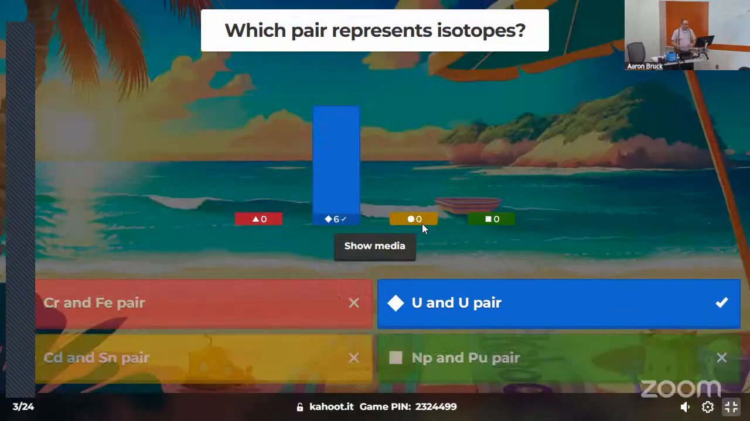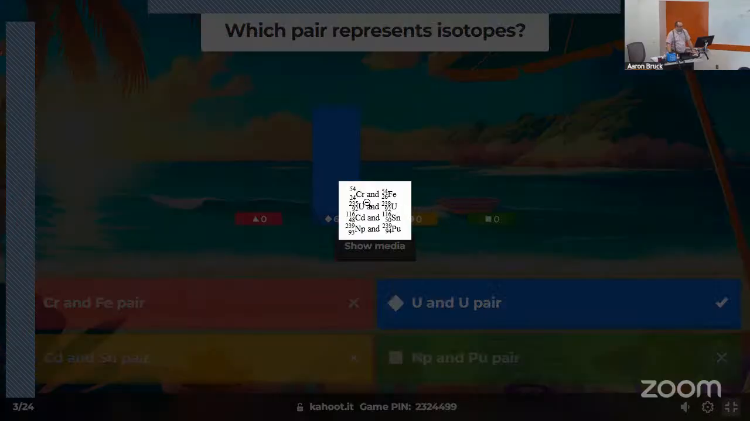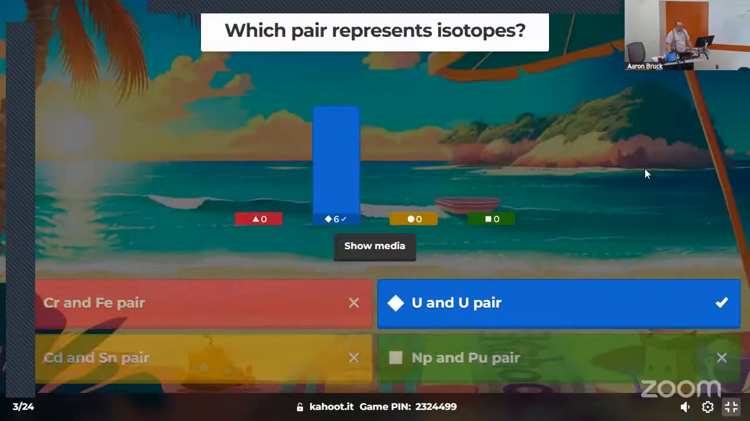All right, good. We remember what isotopes are: same chemical element, but different nuclear makeup. So the two different uraniums would be isotopes of each other.